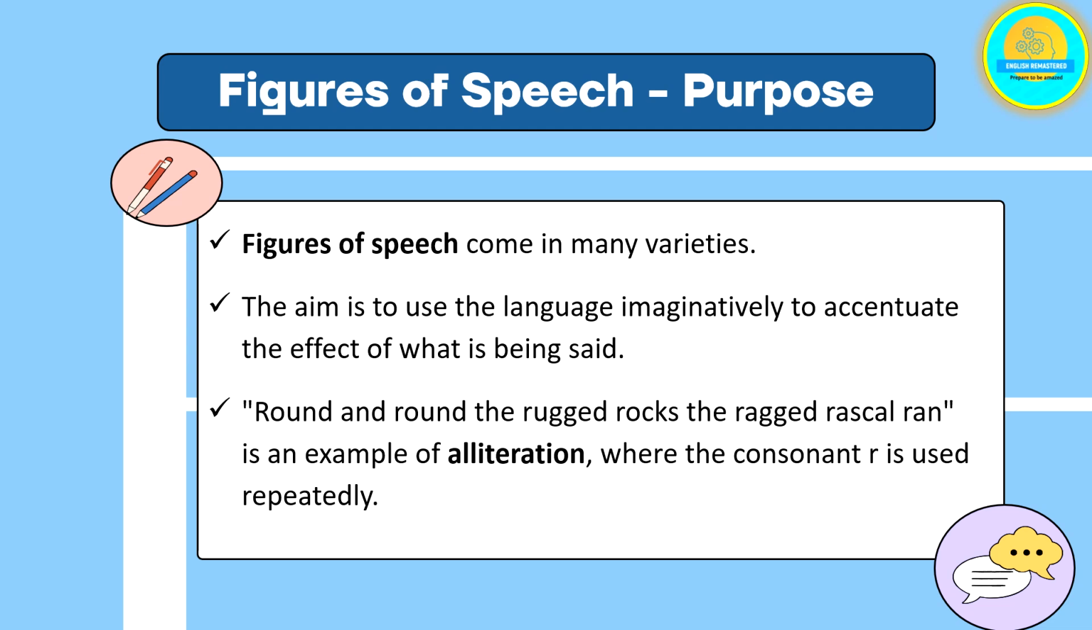What is the purpose of using figures of speech? Figures of speech come in many varieties. The aim is to use the language imaginatively to accentuate the effect of what is being said. "Round and round the rugged rocks the ragged rascal ran" is an example of alliteration where the consonant R is used repeatedly.